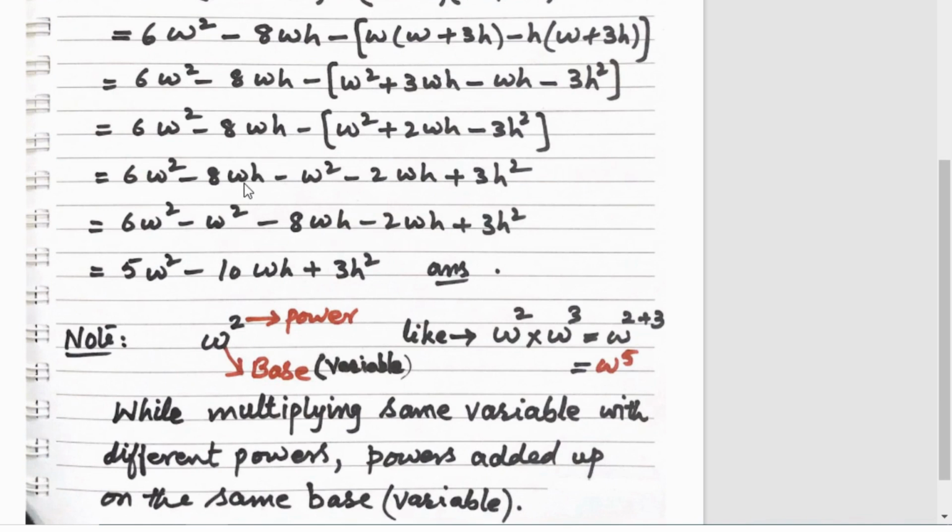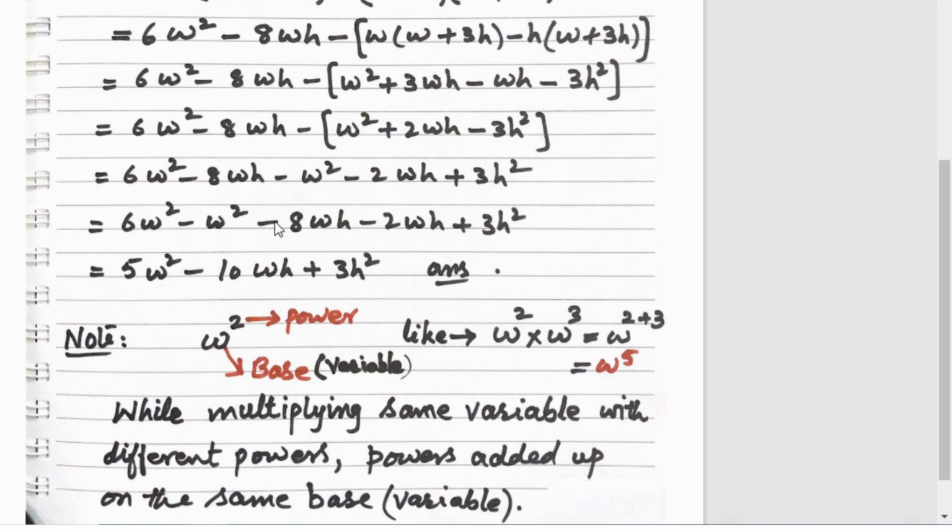6W square minus 8WH will be written as it is. Minus will be multiplied with plus, minus into the big bracket. A bracket also means into, or multiplication. Minus into plus, which is understood, is written with W square. So minus into plus is minus W square, minus into plus is minus 2WH, minus into minus is plus 3H square. All the terms are outside. Now find out like terms and group them over here.